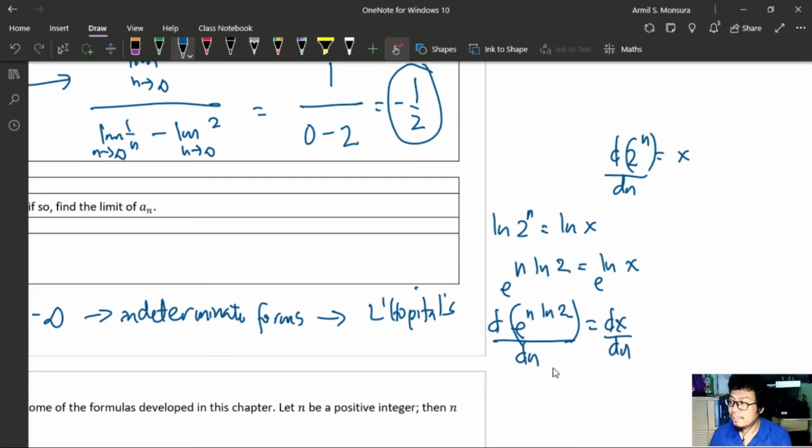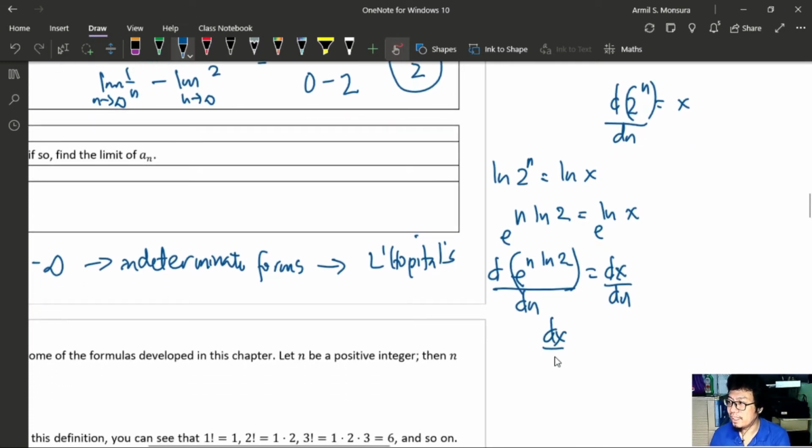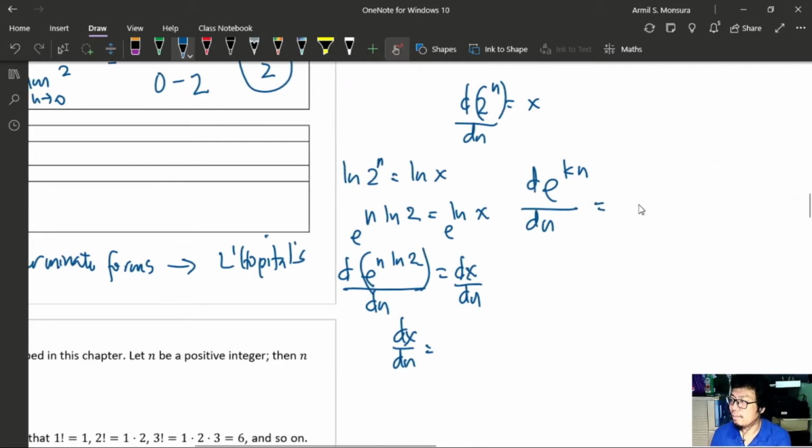So that we will now have the derivative of x with respect to n, as this is e raised to a constant times n. The derivative of that with respect to n is simply k times e raised to kn. That's the derivative of that with respect to n. So in this case, that constant k is actually ln of 2. So if we continue on, we will have something like this, ln of 2.